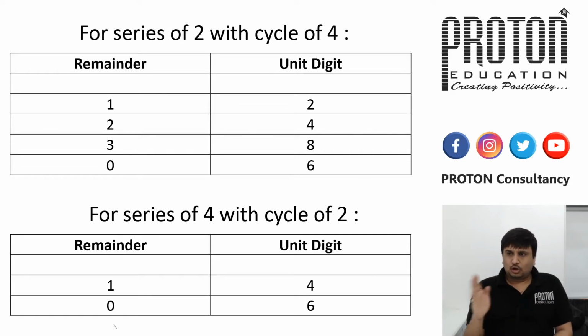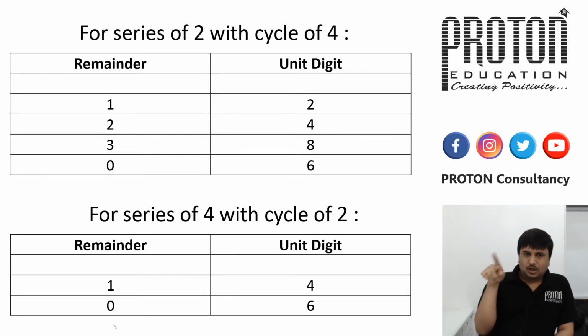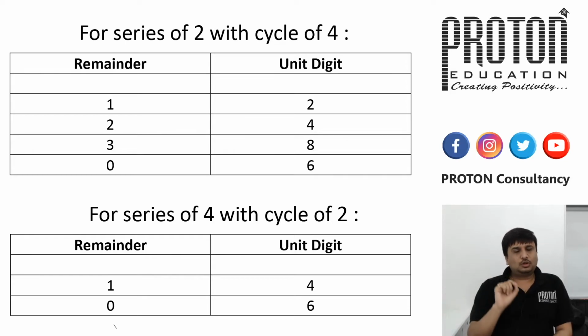Let's see, there is a shortcut associated with this digit also. When we have a digit with a cyclicity of only 2 numbers, we will see only the power as odd power and even power. If 4 raised to 1 is giving us 4, so odd power is always giving us 4. 4 raised to 2 is giving us 6.